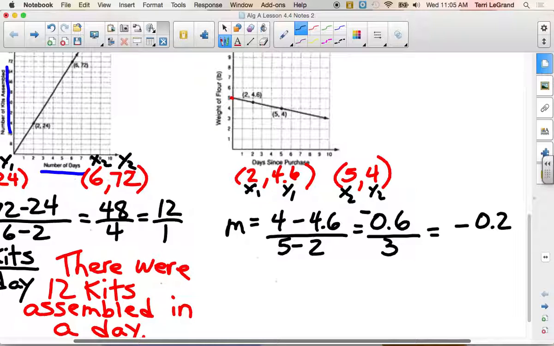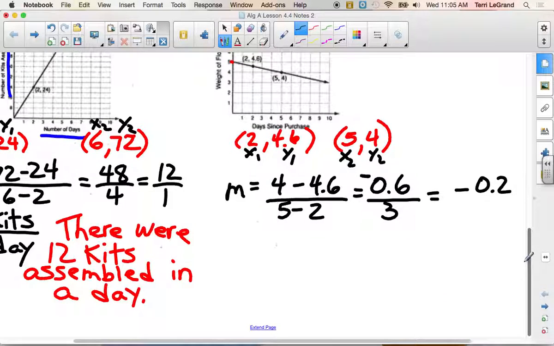Okay. So again, if you've got negative 0.2, which is what you should have gotten, negative 0 and 2/10, we're going to put it over 1 and give it labels. So in other words, what does the 2/10 represent? Because it was upstairs, that's the Y's. And what does the 1 downstairs represent?